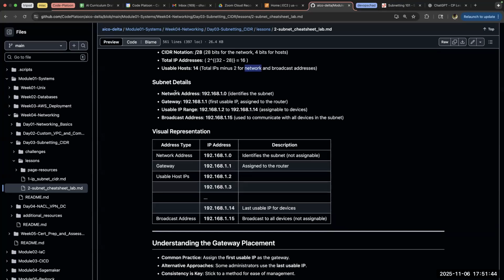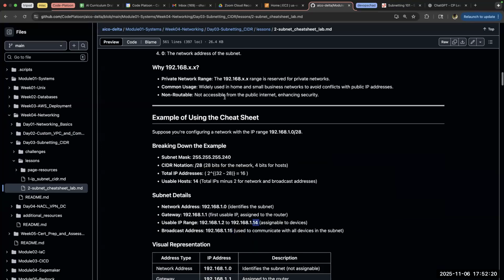All right, so subnet details. Again, this identifies the subnet. The gateway is the first usable address assigned to the router. So that's this right here. This is our gateway, and 15 would be our broadcast address. So it's saying between 2 and 14, these are assignable. When you're setting up your network, you want to know how many devices you're going to place on it, and that's how you decide what CIDR you want, /22, /24, what you're going to build.